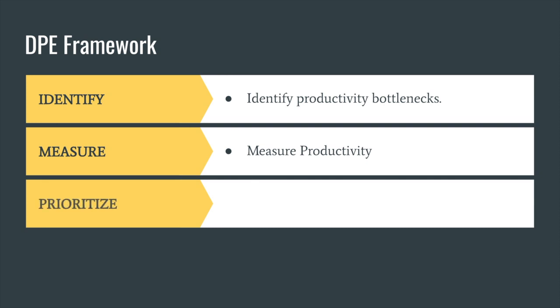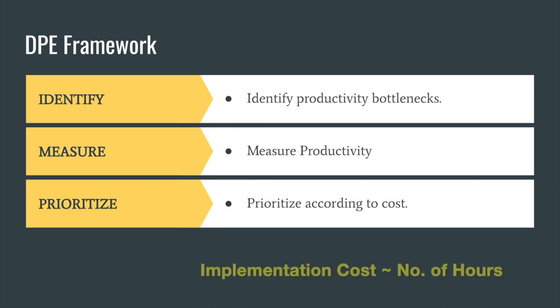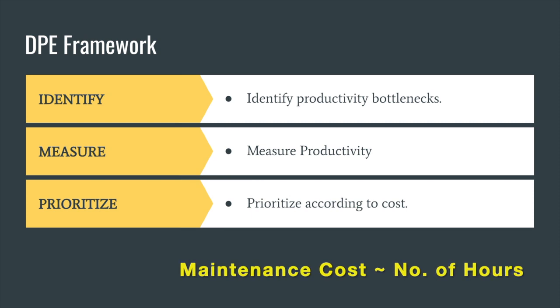And finally, prioritize. And here we prioritize according to cost. So in this particular moment, we've identified our particular productivity bottlenecks. We've been able to focus on the things that were negatively impacting productivity. That's where we measure. And then finally, we get to prioritize. So we're prioritizing according to cost. So cost in this case is something like implementation cost. Like how many hours will it take to implement a solution or to come up with a solution? And also maintenance cost, like how many hours will it take me to maintain this solution?